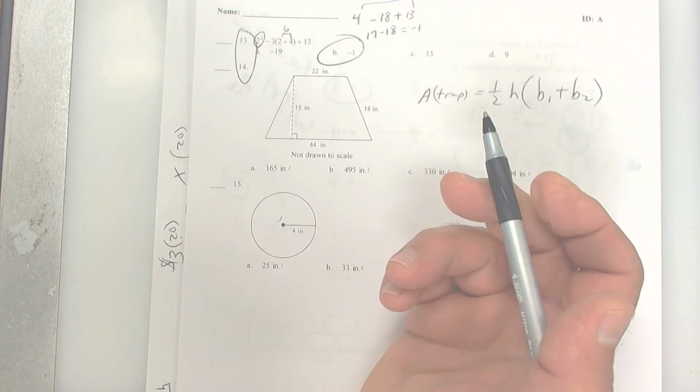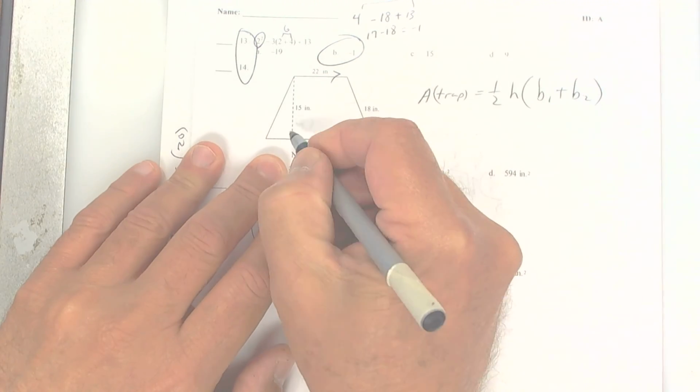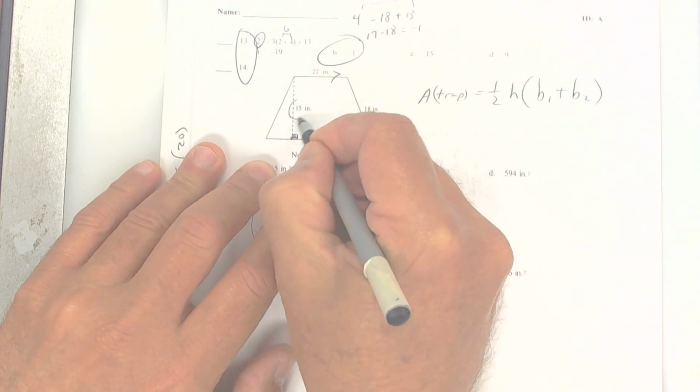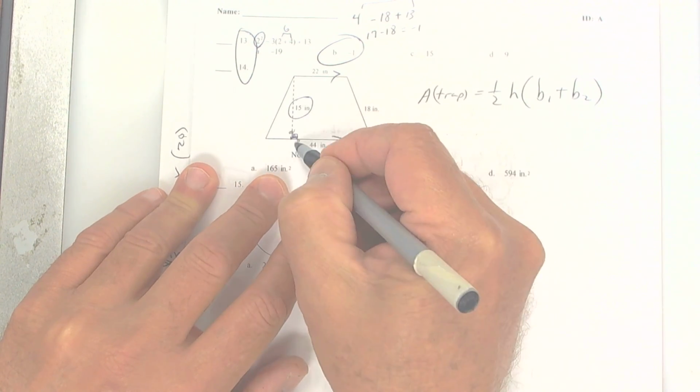All right, this one right here, these are your bases, the ones that are parallel. Here's your height. Color that box. That's your height. See how it touches and touches? One's your height, one's your base.